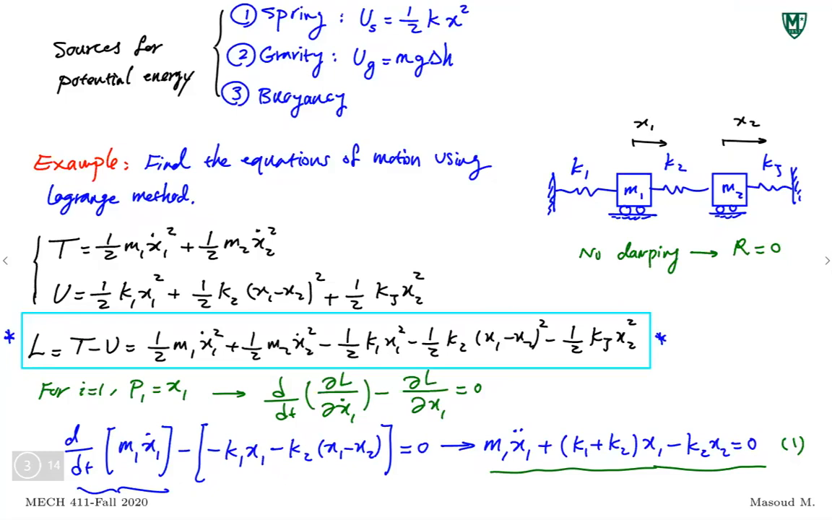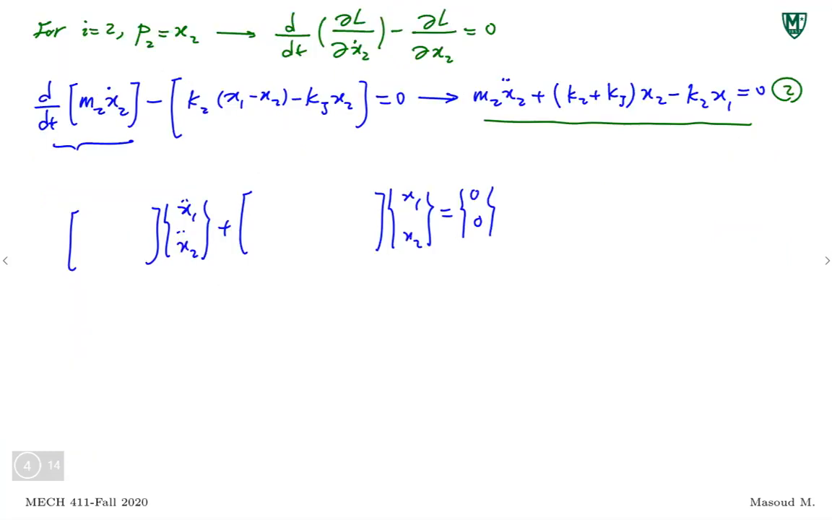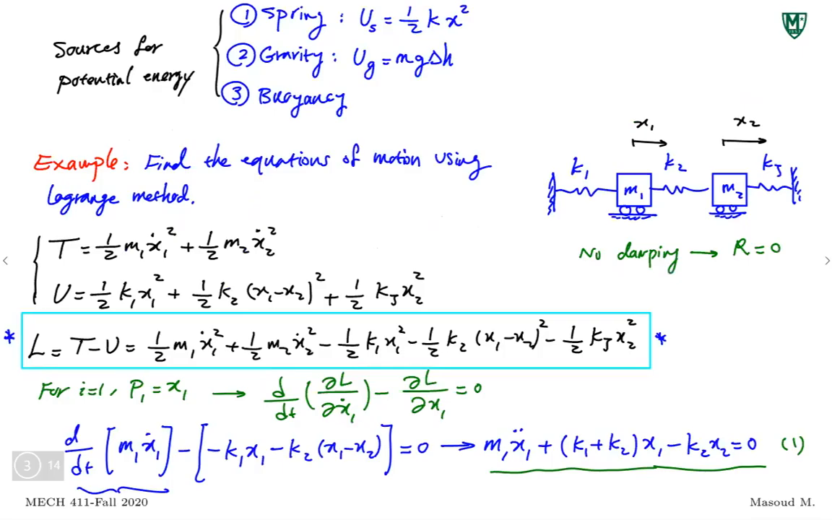So for equation 1, we have m1 right there, and then this should be 0 since we don't have any x2 double dot. For the stiffness, we have k1 plus k2.